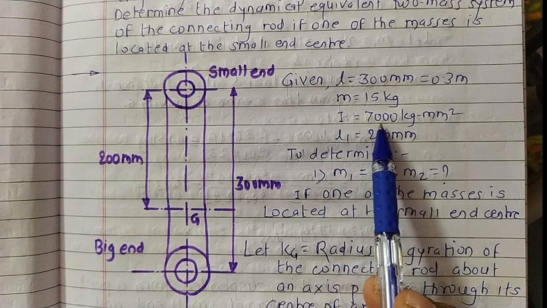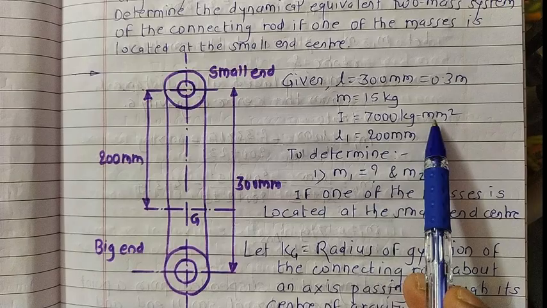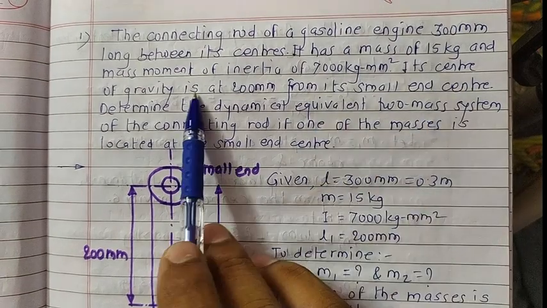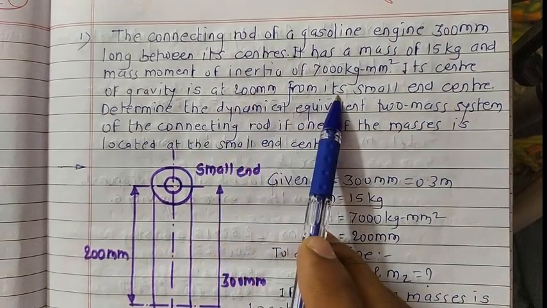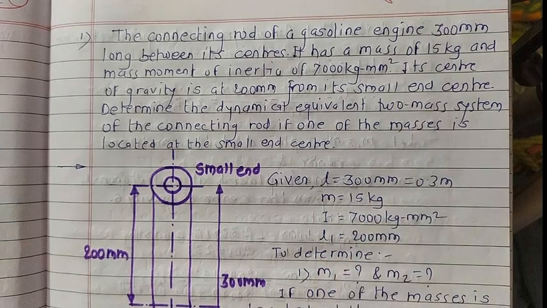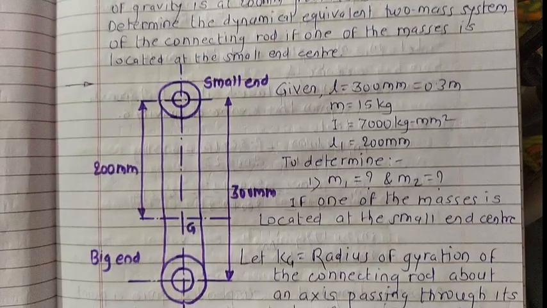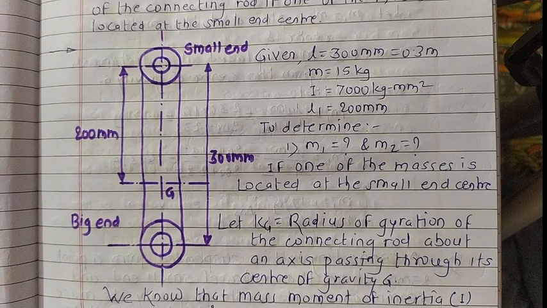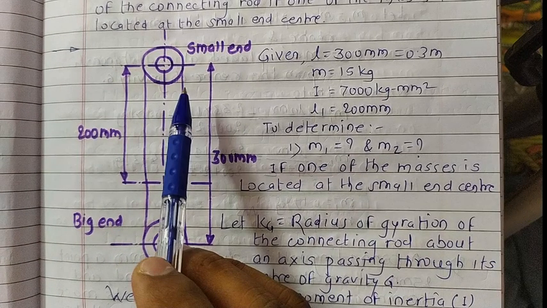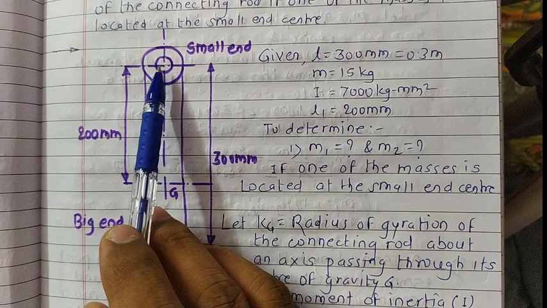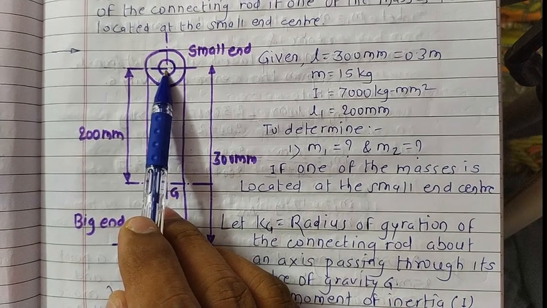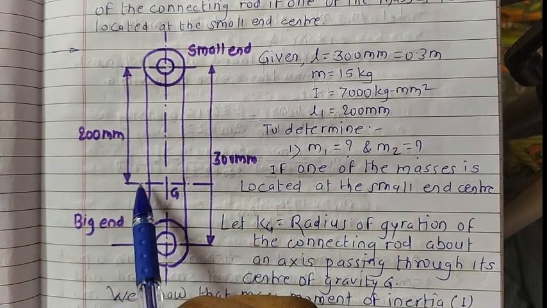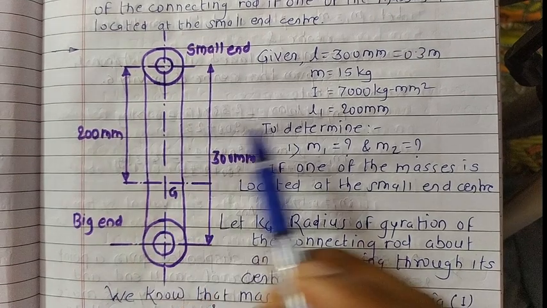The next one, its center of gravity is at 200 mm from its small end center. This information is given. The center of gravity is the distance between the center of the small end, where the mass is located, up to the center of gravity point. This distance is nothing but the L1 distance. So write this distance here.